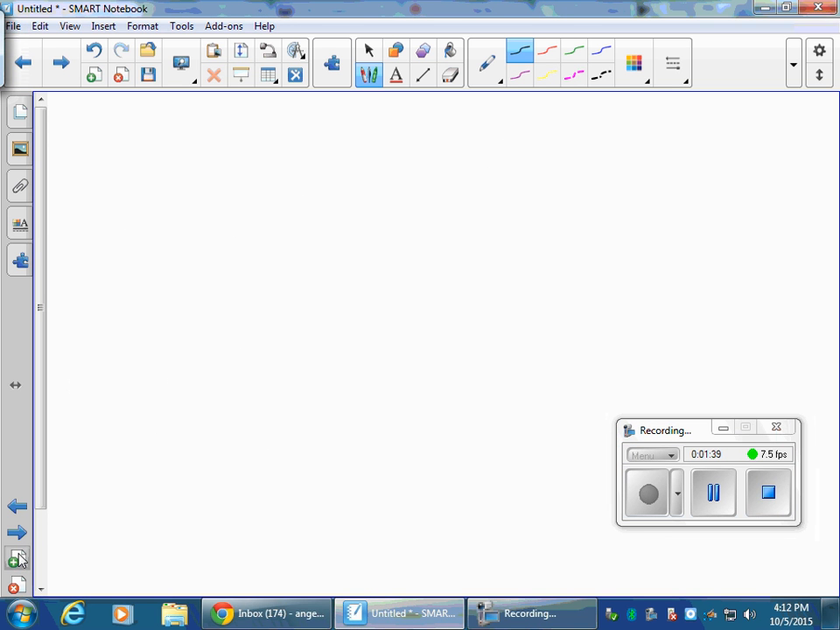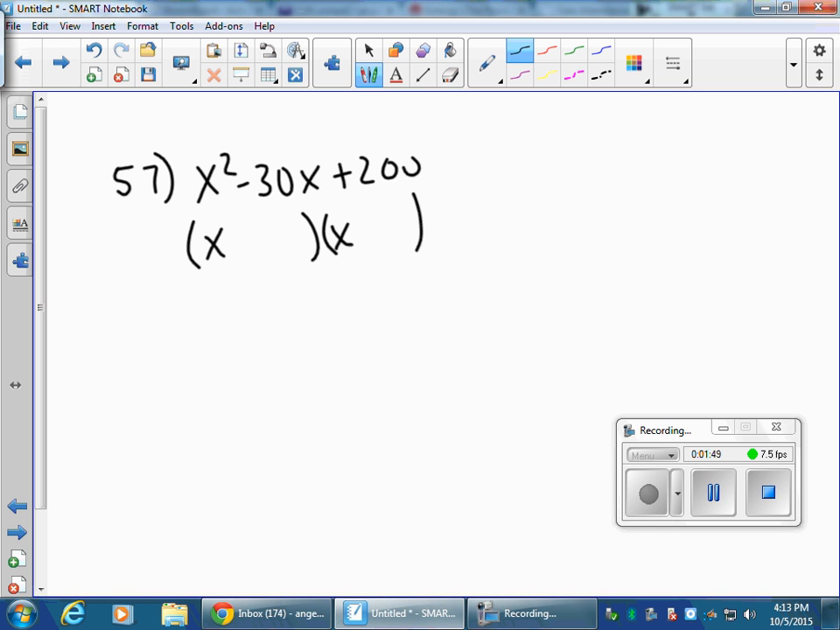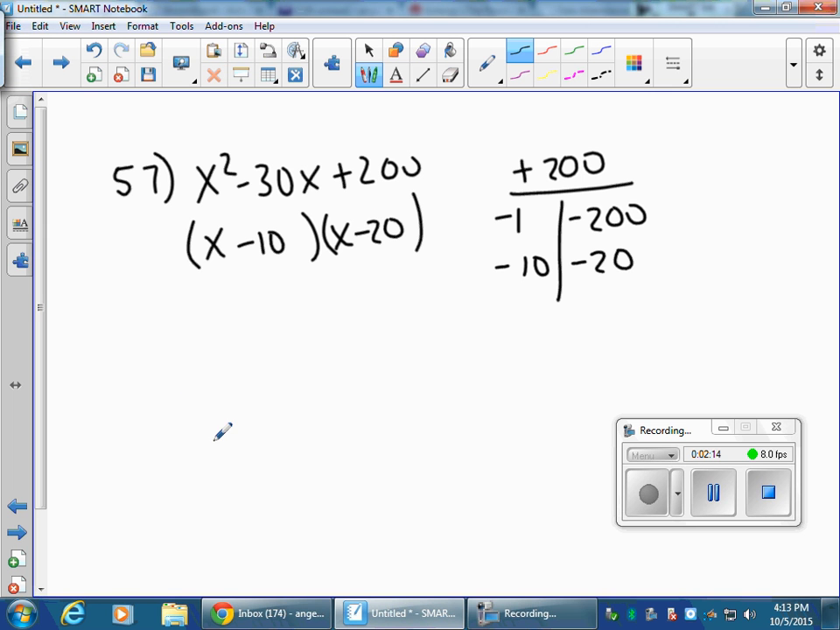57. 57 is x squared minus 30x plus 200. So x and x. I need two factors of 200 that add up to negative 30. So they've got to multiply to give me positive 200, but add up to be a negative. So these are both going to be negatives. So you could do like negative 1 and negative 200. That's not going to work. How about negative 10 and negative 20? Those multiply to give me 200, and they add together to give me negative 30. That's it right there. Negative 10, negative 20.